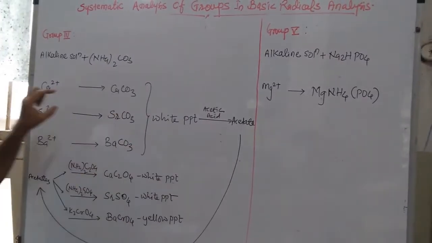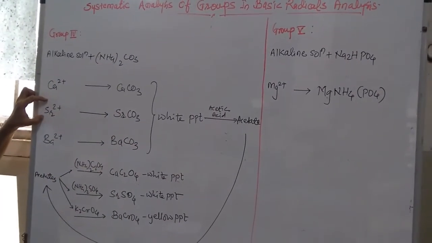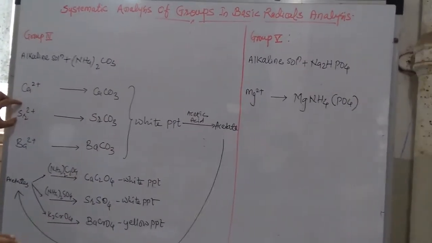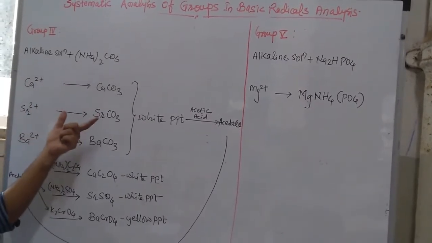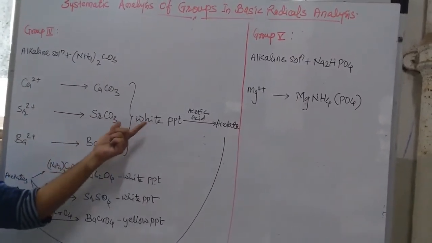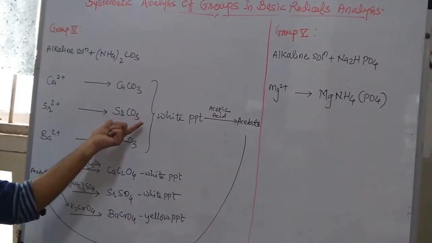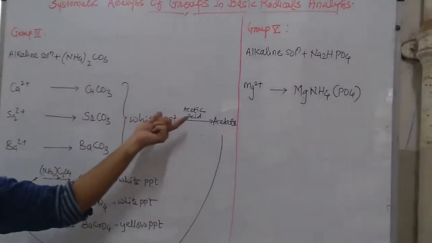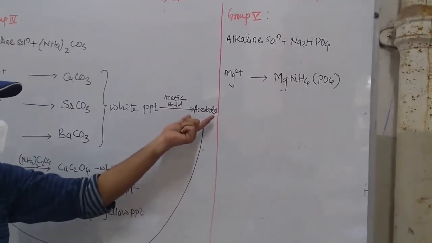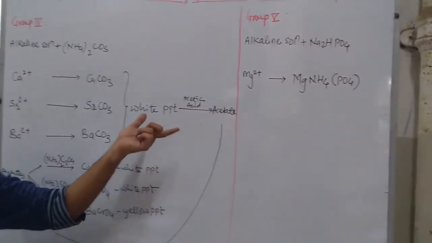acetate. And if strontium radical is present, then after the addition of this, there is the formation of white precipitate of strontium carbonate, and to this strontium carbonate, if we add acetic acid, then the formation of corresponding acetate takes place as usual.